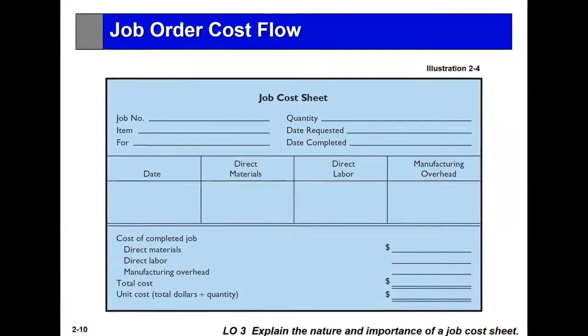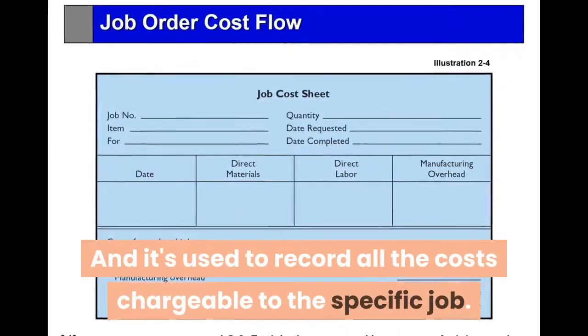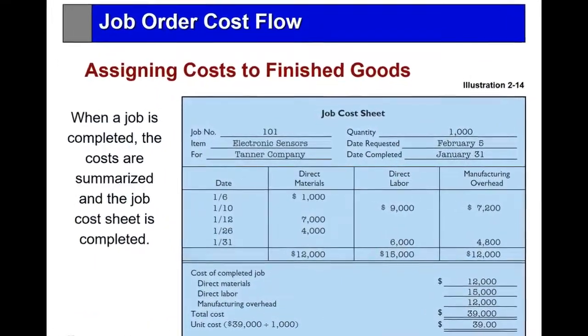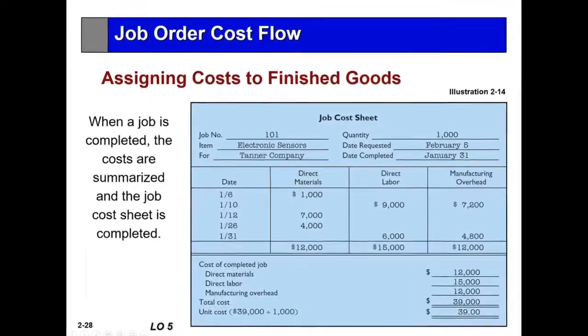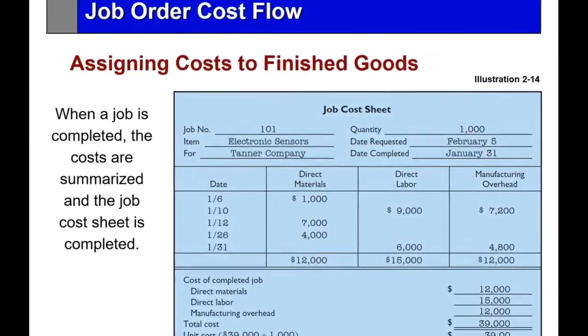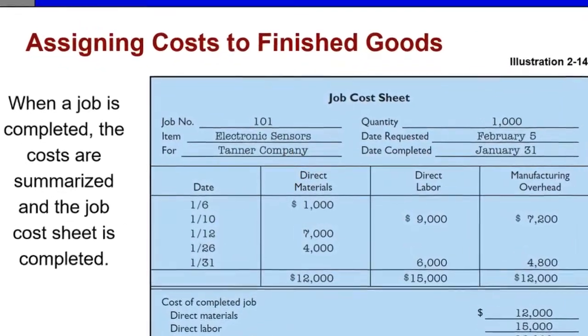How do we keep track of the costs? With what's called a job cost sheet. It's used to record all the costs chargeable to the specific job. It's basically a subsidiary ledger for work in process. Now it follows the job as the job is being worked on, and they will record the amount of material they use to produce the product and the amount of labor they use to produce the product.